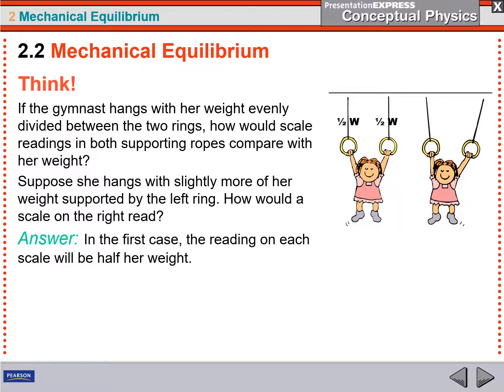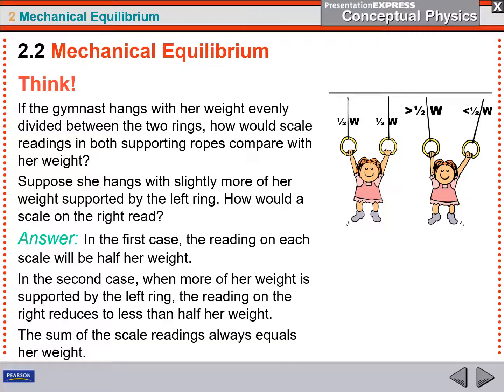But in the second case, she's putting more weight on her right hand than her left. And so if we had some sort of spring scale hooked up here, we should see that the one on the right is actually greater than half of her weight. The one on the left is a little bit less than half of her weight. But again, since she's not moving, whatever her weight is downward, the tension upward must be equal. And so if we added these two quantities together, a little bit greater than half her weight, a little bit less than half her weight, it should add up to the same number that it did before.